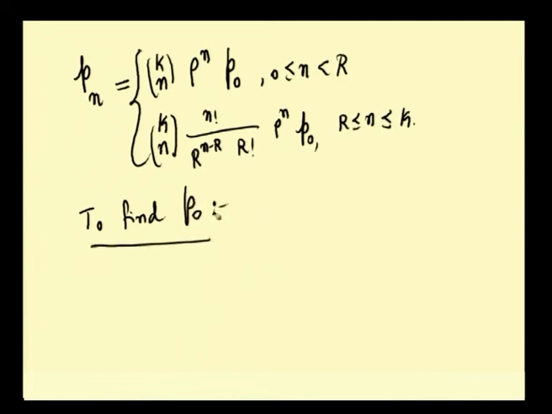So, what is the procedure? We have to use the normalizing condition that sigma n equal to 0 to infinity p n is equal to 1. But then here we cannot write the upper limit to be infinity, because we are dealing with the finite capacity, finite source model. So, the upper limit has to be restricted to capital K.